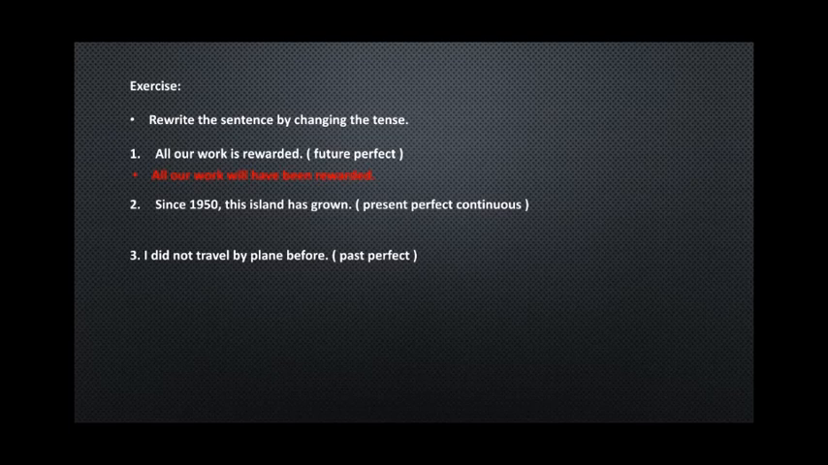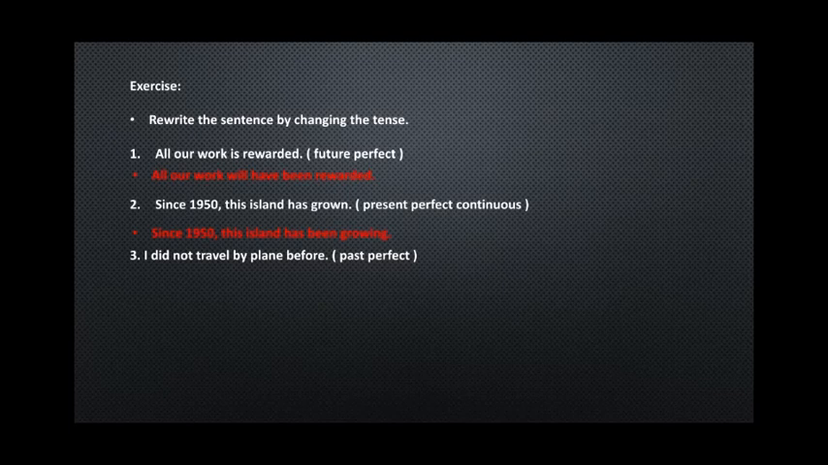Second, since 1950, this island has grown. Convert it into present perfect continuous. So the answer is, since 1950, this island has been growing. So you can see has been growing. We can see has been plus the present participle, that is growing. That is a present perfect continuous tense.